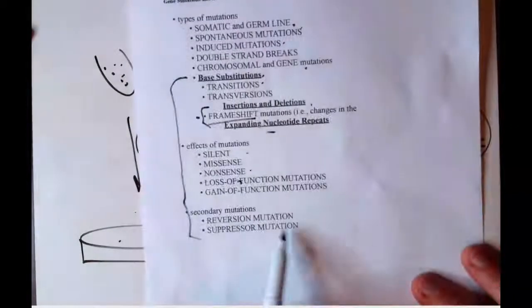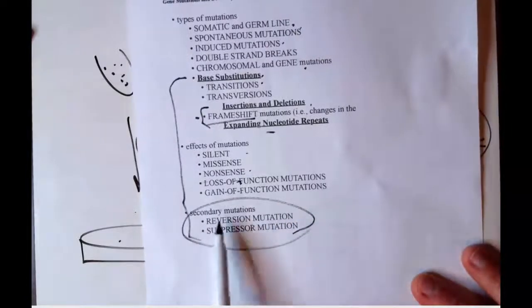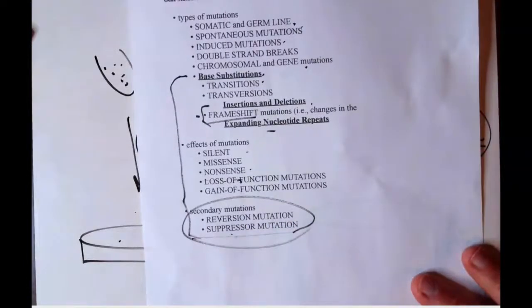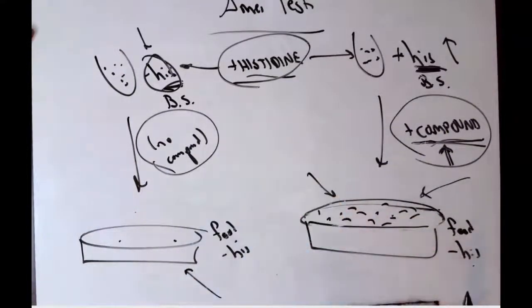We start with a mutated cell, but what are we going after? What are we really screening for? We're really screening for reversion and suppressor mutations in the Ames test, but an increase in reversion and suppressor mutation, as evidenced by more cells growing on minus histidine media, is an indicator of overall increase in mutation rate. That's an indicator of carcinogenicity.